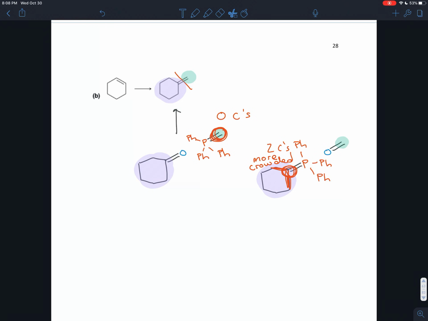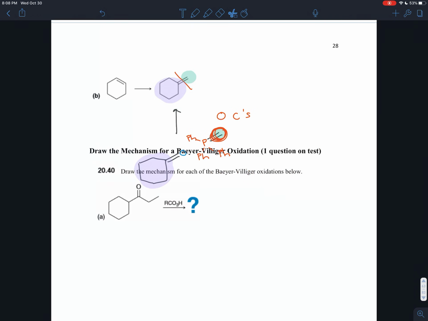And so that is actually worse for us, because the phosphorus has to attack that carbon through an SN2 mechanism. And the SN2 mechanism is harder when the leaving group is attached to something that's crowded. So the Wittig reagent we want to use is going to be the one on the left here.